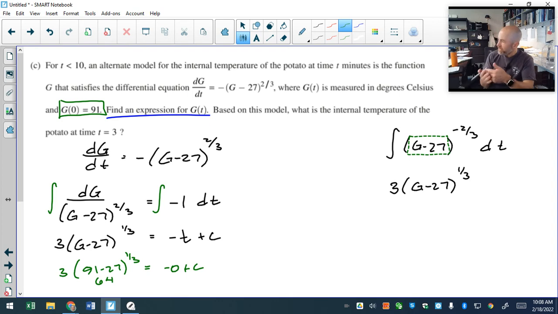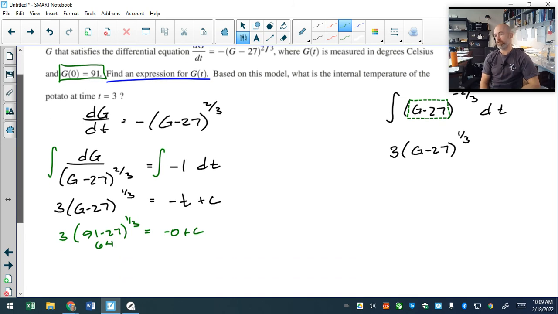If it's a non-calculator problem, they typically give you numbers that work very well with the problem. They can give you something ugly, but I know the 1/3 power is the cube root, so I fully expect the interior to give me a perfect cube, something I can easily cube root, and 64 is a perfect cube. Cube root of 64 is 4. So 3 times 4 is 12, and there's my value of c.